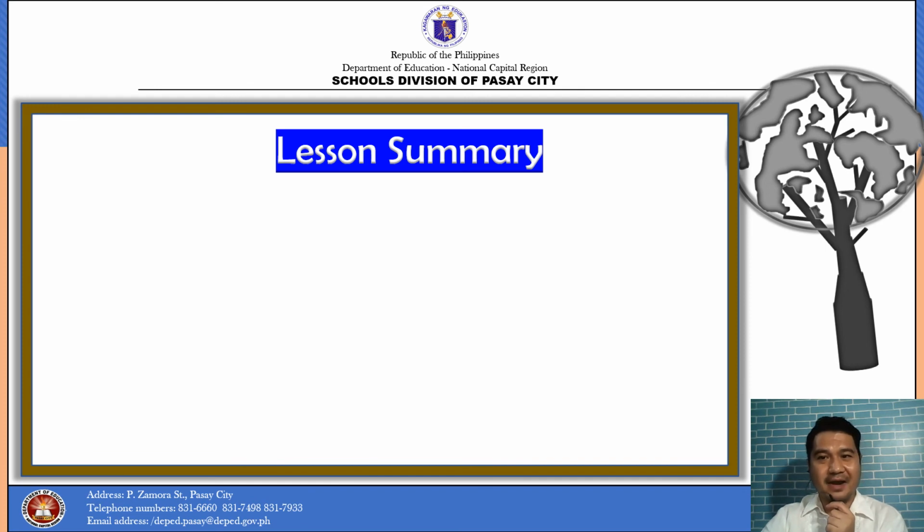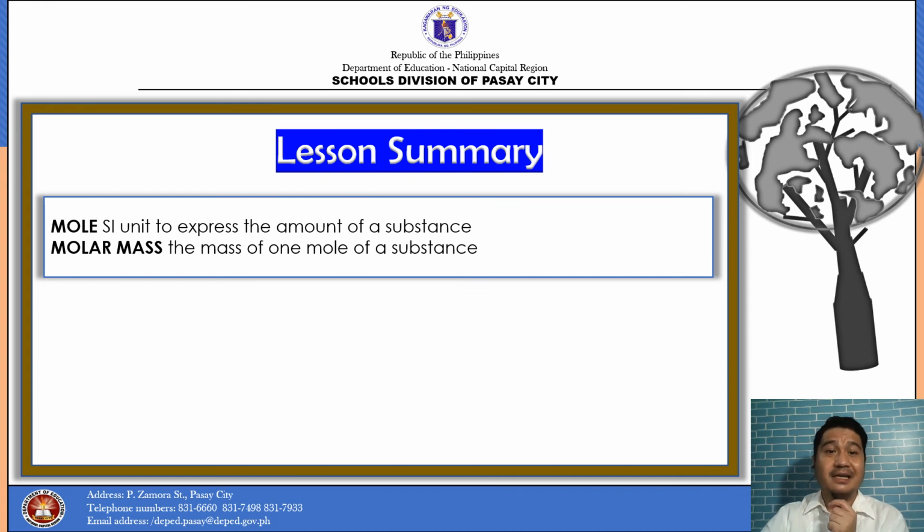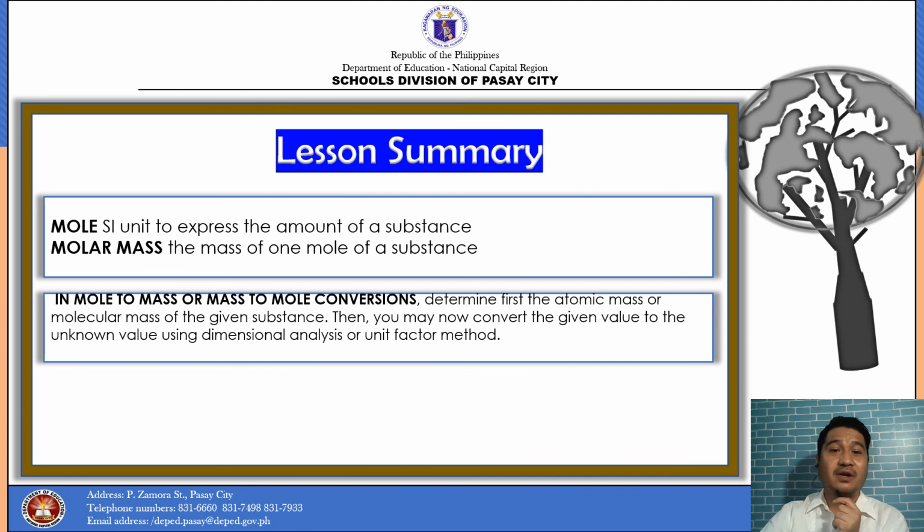Let me help you summarize the lesson for today. Mole is an SI unit to express the amount of a substance. Molar mass is the mass of 1 mole of a substance. Also, in mole to mass or mass to mole conversions, determine first the atomic mass or molecular mass of the given substance. Then you may convert the given value to the unknown value using dimensional analysis or the factor method.